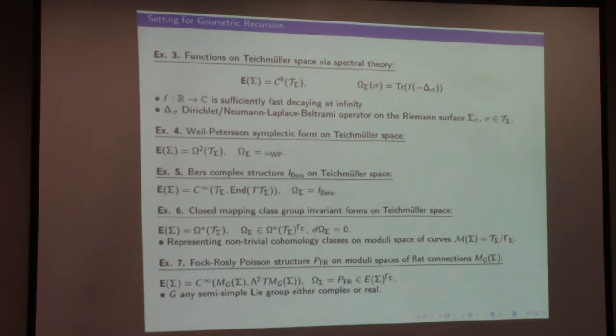Very good. Next thing is, let's consider the situation where we want to have closed mapping class group invariant forms on Teichmüller space. Then the vector space I associate is simply all forms on Teichmüller space. I could also say all closed forms if I want to. And then the vector I have is some closed form which is mapping class group invariant. And of course, what I'm particularly interested in here is such forms that represent non-trivial cohomology classes on the moduli space of curves.